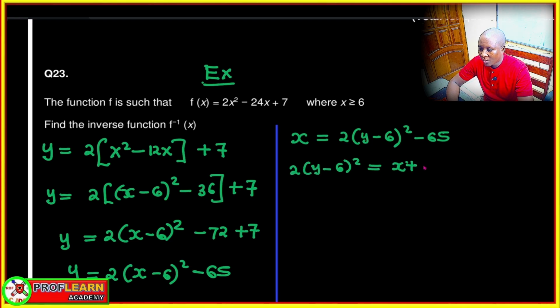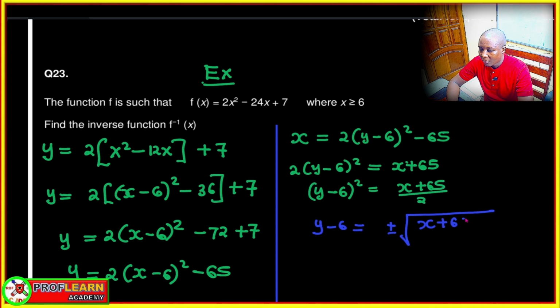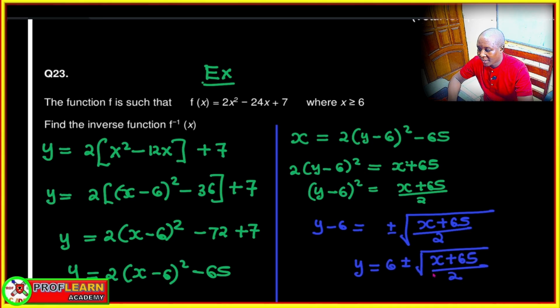In this case, we are targeting to make y the subject, divide by 2, then we find the square root of both sides because of that square. But when you find the square root, you always have plus or minus. Now we have to decide, because we have to take 6 to the other side, but we have plus or minus here. You have to make a decision which sign you are going to use, because you cannot have an inverse function which has 2 signs. You have to decide which one to use.